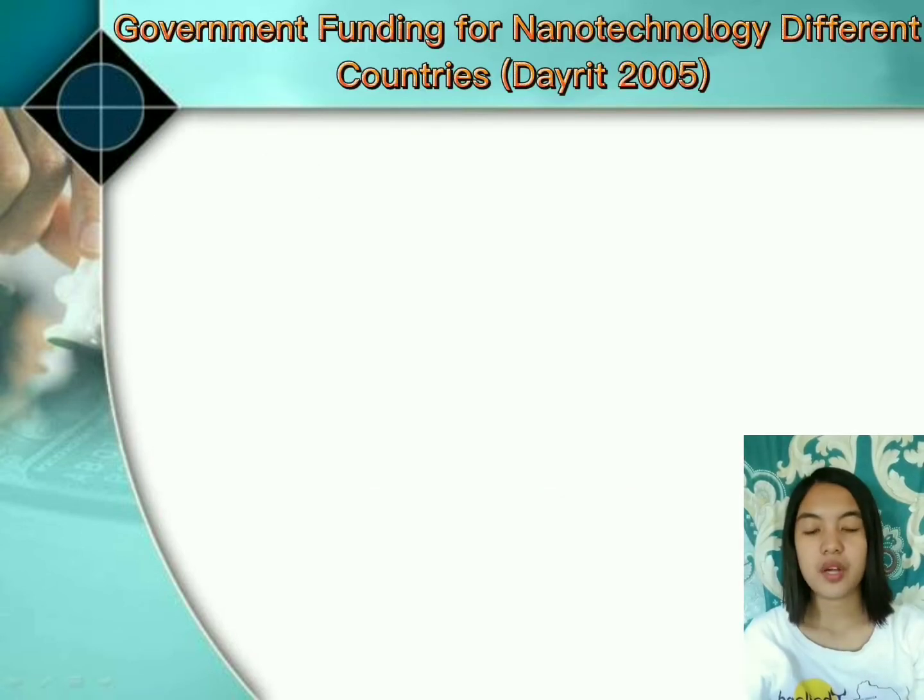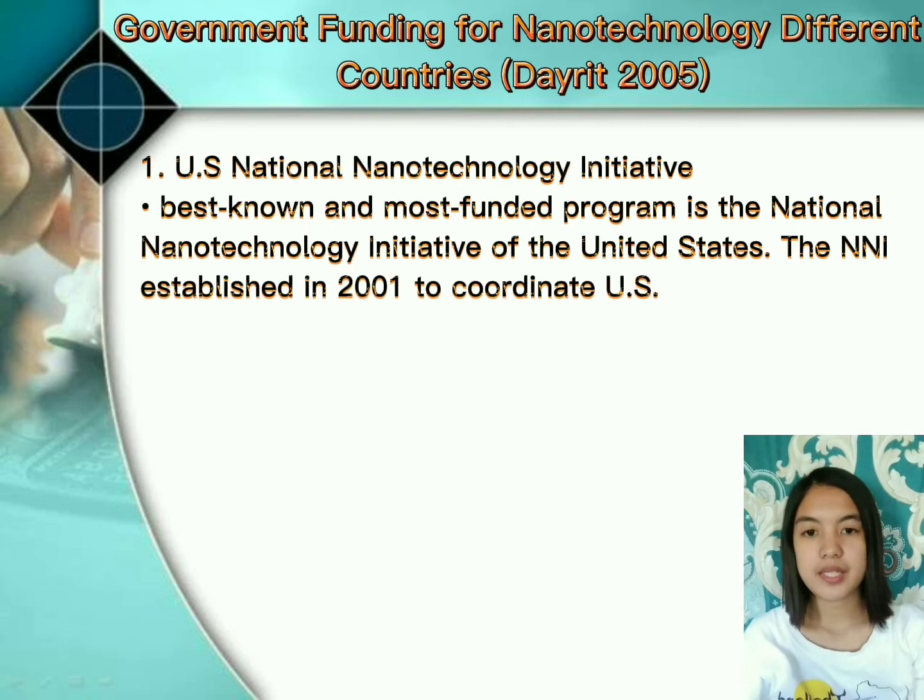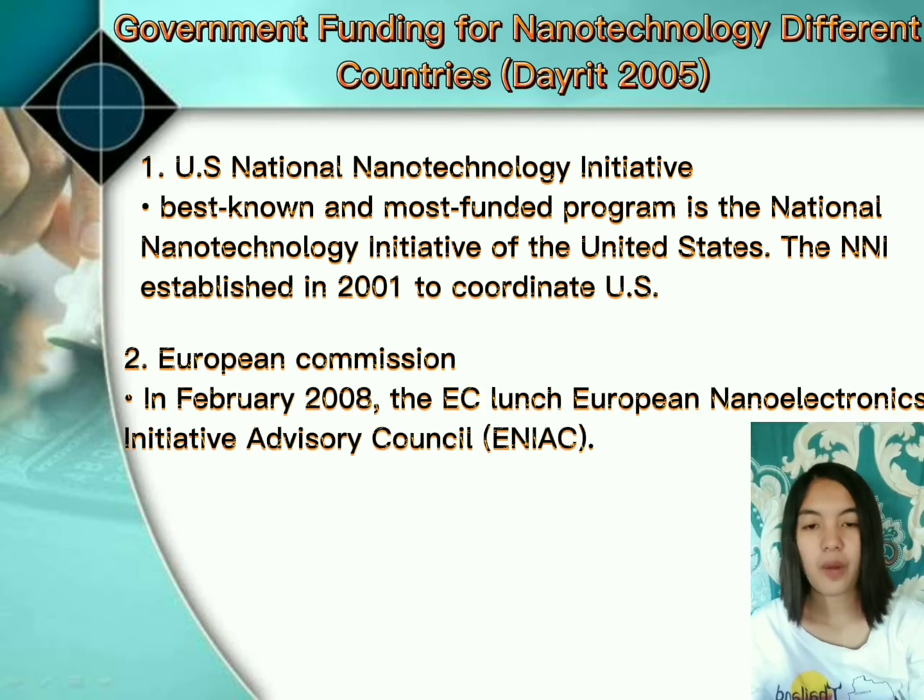Government funding for nanotechnology in different countries varied in 2005. First, the U.S. National Nanotechnology Initiative. The best known and most funded program is the National Nanotechnology Initiative of the United States. The NNI was established in 2001 to coordinate U.S. federal nanotechnology R&D. The NNI budgets in 2008 and 2009 were $1.4 billion and $1.5 billion respectively. Number 2. European Commission.